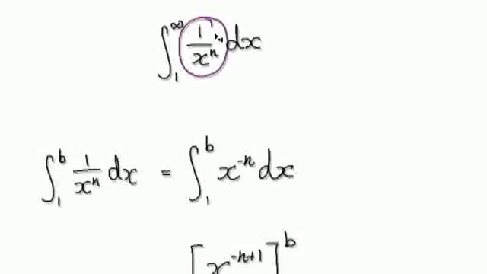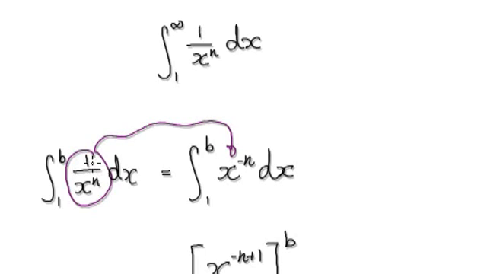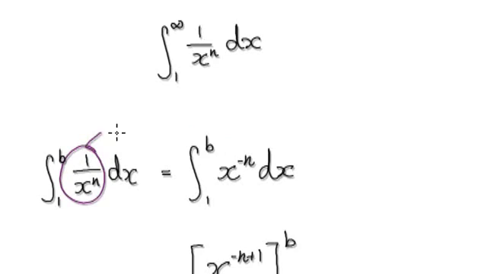So when you try and integrate this from 1 to infinity, we're going to use our normal routine. Let's integrate it from 1 to b, and then later on we can let b head towards infinity. So let's try and integrate it from 1 to b, and then later on we can let b head towards infinity. So we are now going to integrate this for a general case. So rewrite this as this.